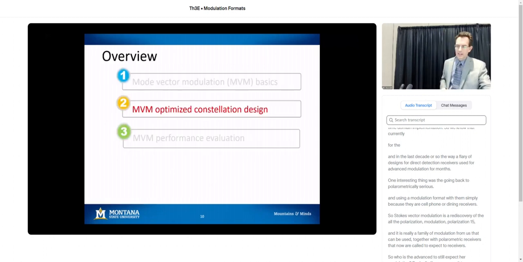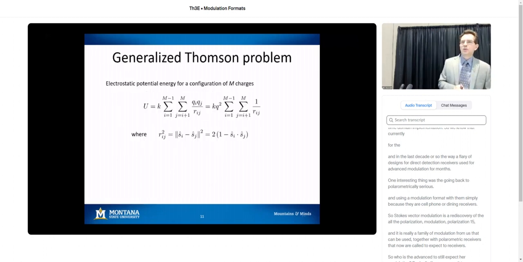I move now to the constellation design. The formula that I showed you before is useful to do rapid calculations, but it is not so fast in order to use it as an objective function to optimize your constellation. So we resorted to a physical analog where we assumed that our constellation points are same charges on the surface of a conductive hypersphere, and this represents the Poincaré hypersphere in the higher dimensional Stokes space. We assume a random configuration of same charges in the beginning, and then we allow Coulomb forces to push the charges around until they achieve an equilibrium.